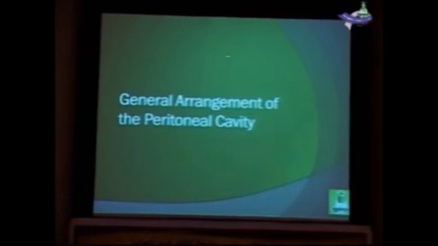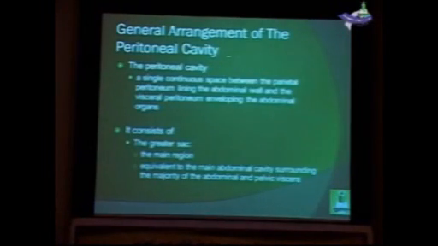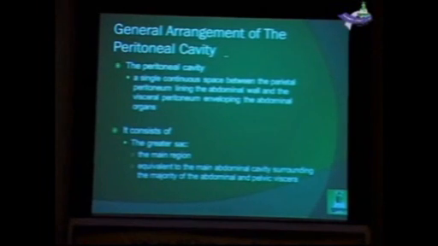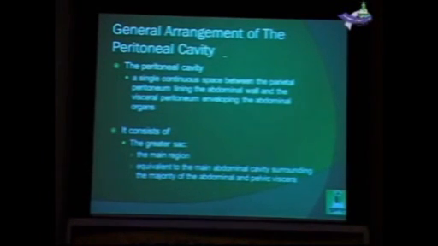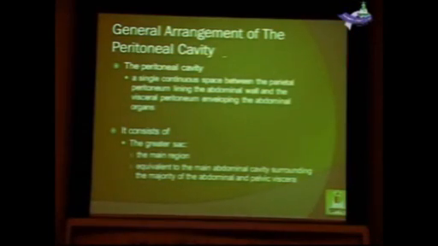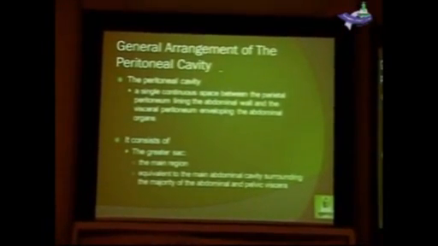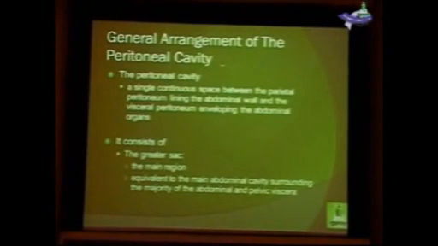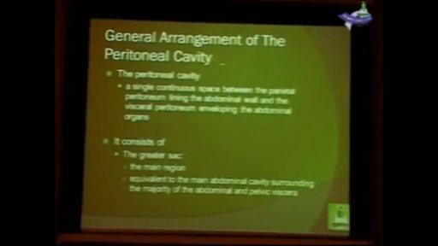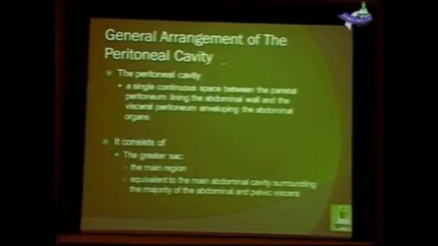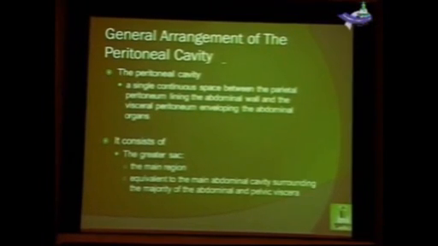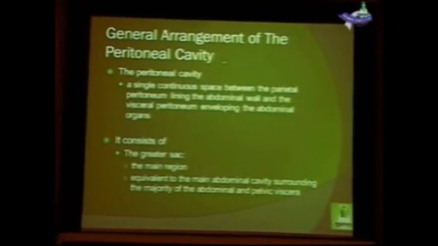So, general arrangement of the peritoneal cavity. The peritoneal cavity is a single continuous space between the parietal peritoneum lining the abdominal wall and the visceral peritoneum enveloping the abdominal organs. So the parietal and visceral peritoneum join together and form a big sac, if we can imagine, and that's what we call the peritoneal cavity.